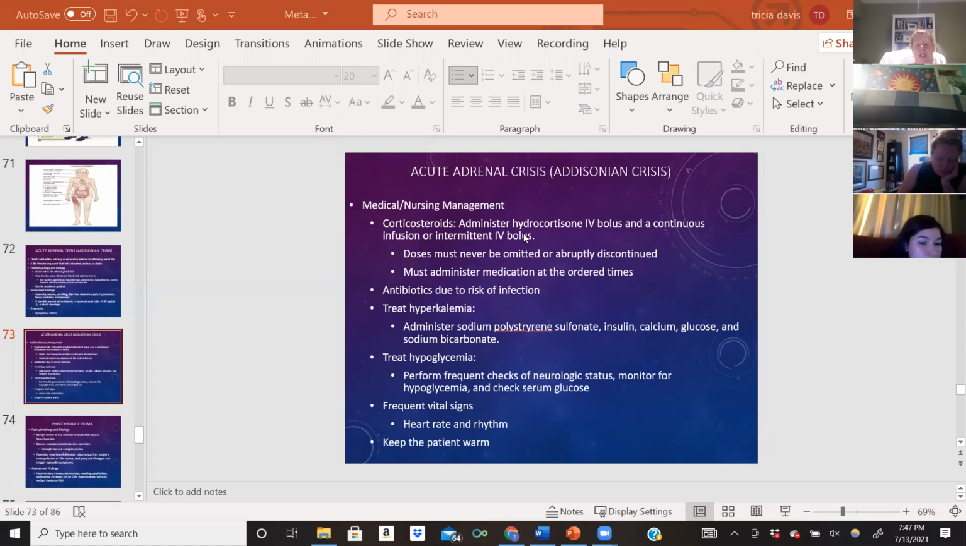And then obviously we want to treat the hypoglycemia. So we want to do frequent checks of their neurological status. Once we start talking about diabetes next week, you guys will understand more about hypoglycemia. But patients that have low blood sugar can become very disoriented. So if we have a patient that loses consciousness in the hospital, that's one of the first things we do after we call a rapid, is we do a finger stick check, because they could be very, very low on their blood sugar.